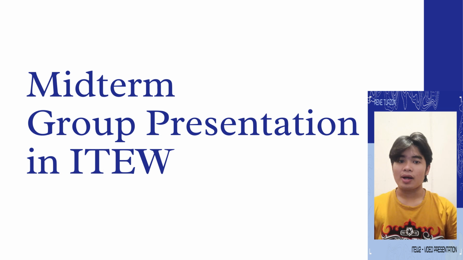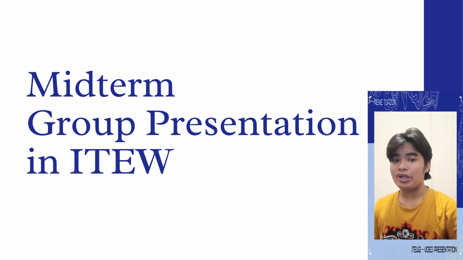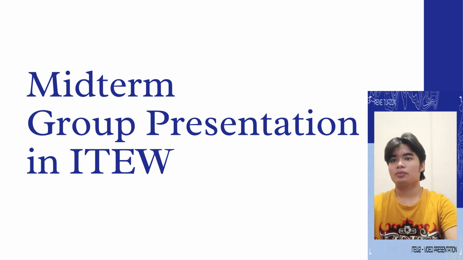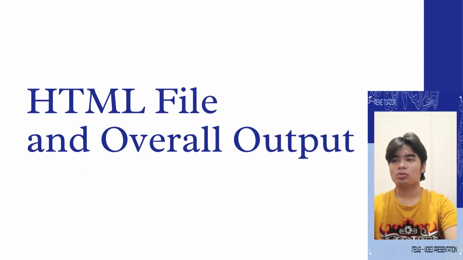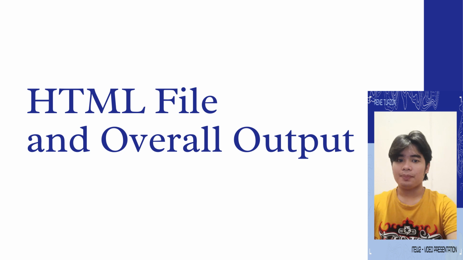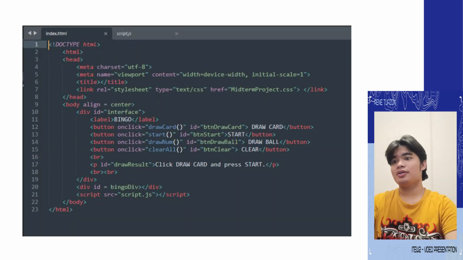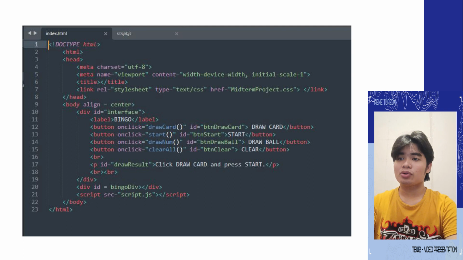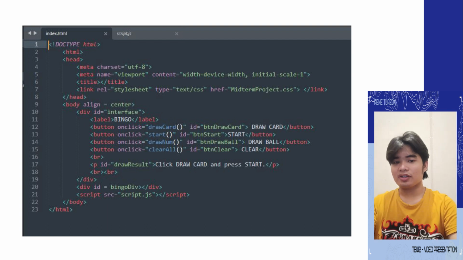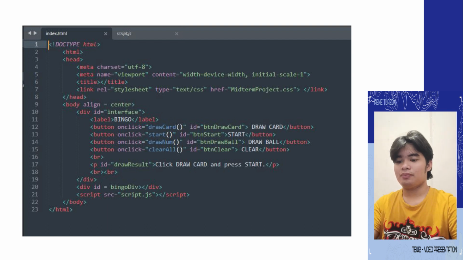And now, I will show you our code in HTML. Here, as you can see, this is the code in HTML. We have 4 buttons named draw card, start, draw number, and clear all. And this is what it looks like if you run the program.